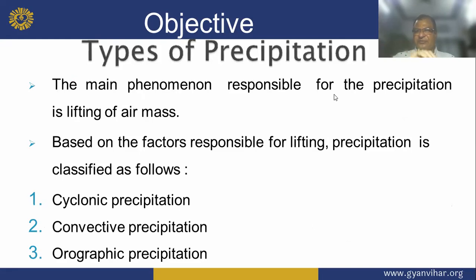So, types of precipitation. The main phenomenon responsible for precipitation is the lifting of air mass, and based on the factors responsible for lifting, precipitation is classified as follows: cyclonic precipitation, convective precipitation, and orographic precipitation.